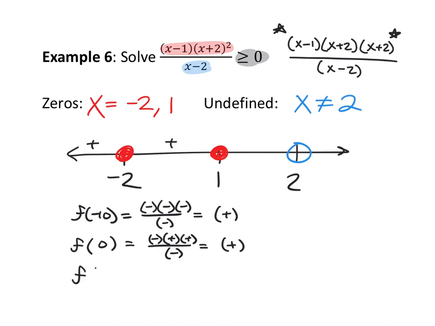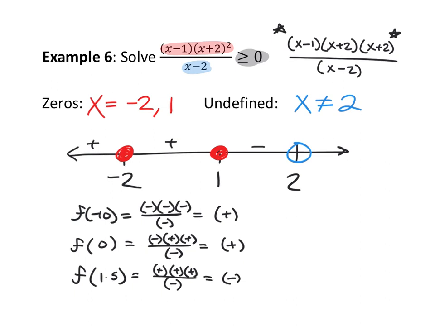Weird. All right. F of, we're going to have to do 1.5. It's the cutest thing in the middle of 1 and 2. You could use 1.2 if you wanted, but couldn't be me. 1.5 minus 1 is a positive number. 1.5 plus 2 is a positive number. And 1.5 minus 2 is a negative number. So that section is negative.